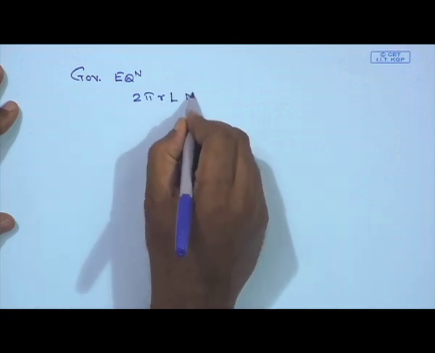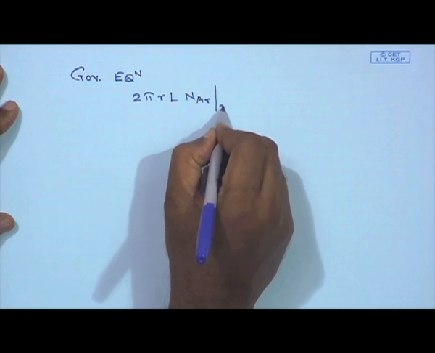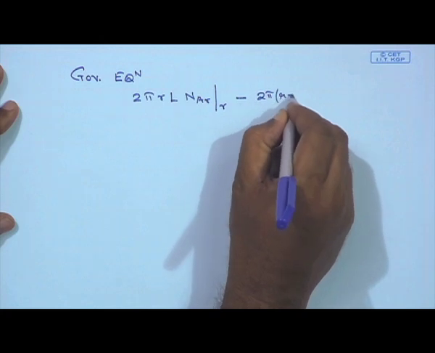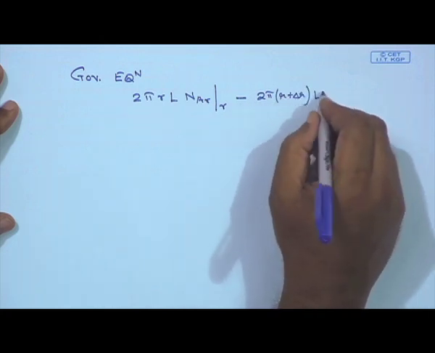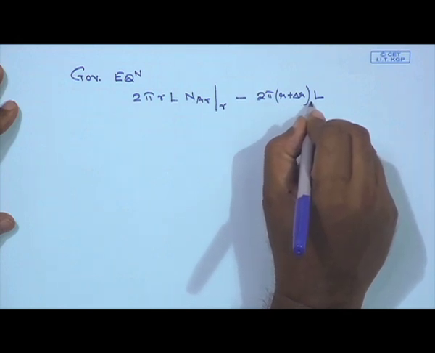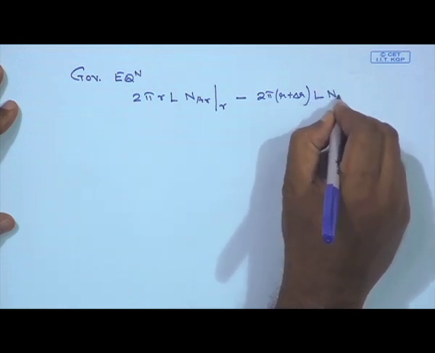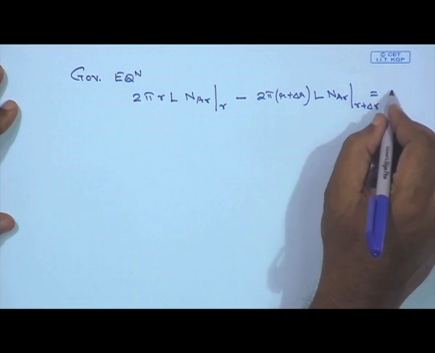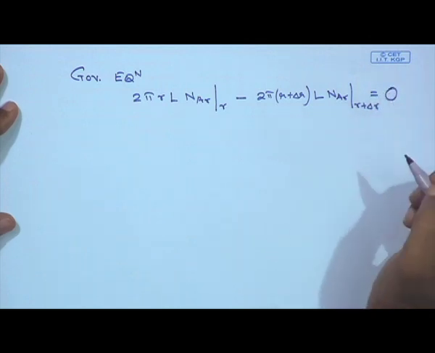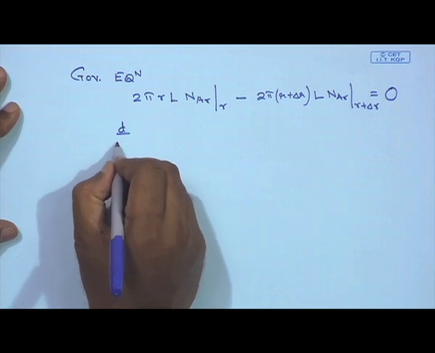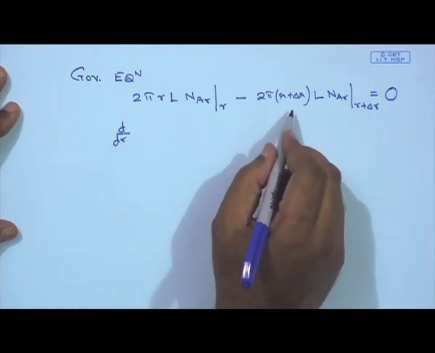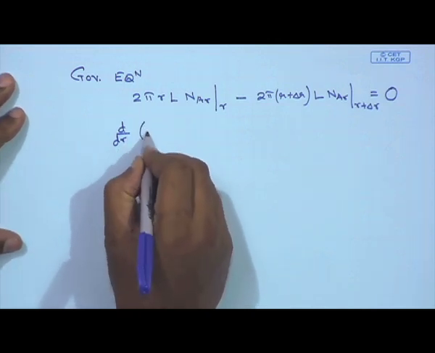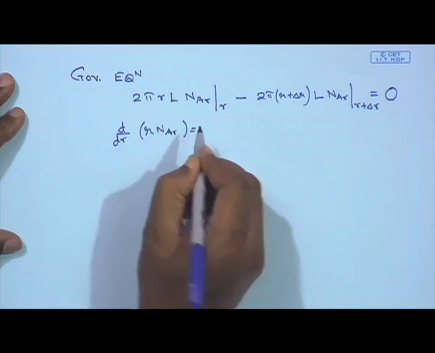So, that is the area multiplied by the flux evaluated at r would be equal to 2 pi (r plus delta r) L, that is the outside area of the imaginary shell, multiplied by N_Ar, everything evaluated at r plus delta r. Since there is no reaction and we are talking about steady state, this is going to be equal to 0. So, dividing both sides by delta r and using the definition of the first derivative, you would simply get this to be equal to 0.